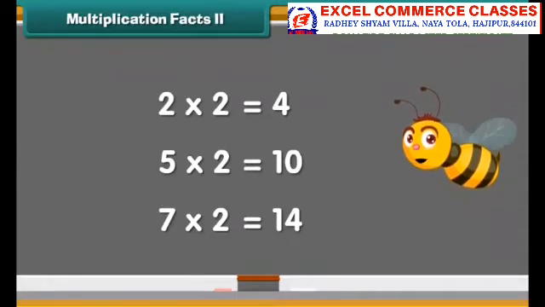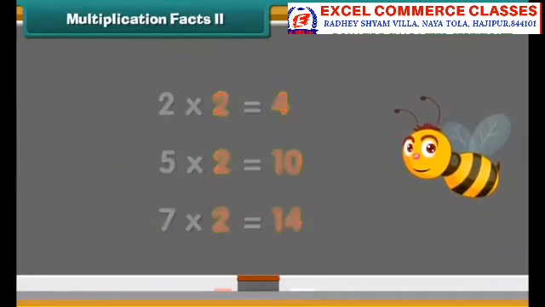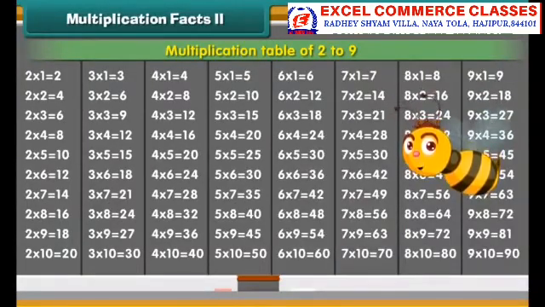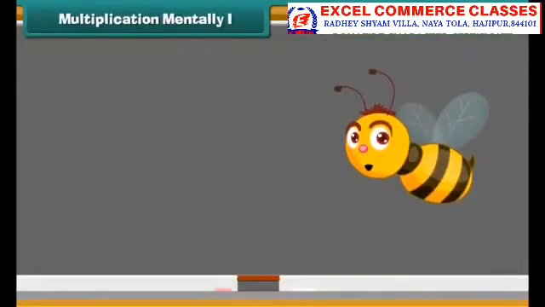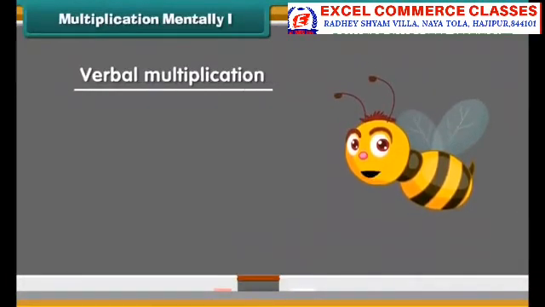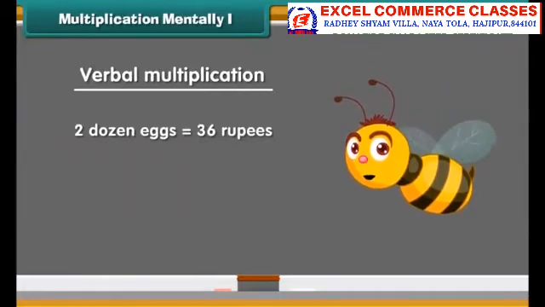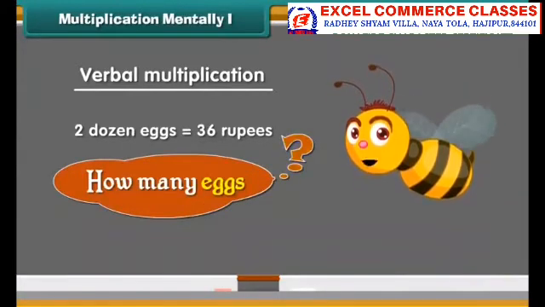The multiplication tables are based on the multiplication facts of different numbers. The multiplication table of 2 to 9 is displayed on the screen. Multiply and click the correct answer. Let us look at some examples of verbal multiplication.